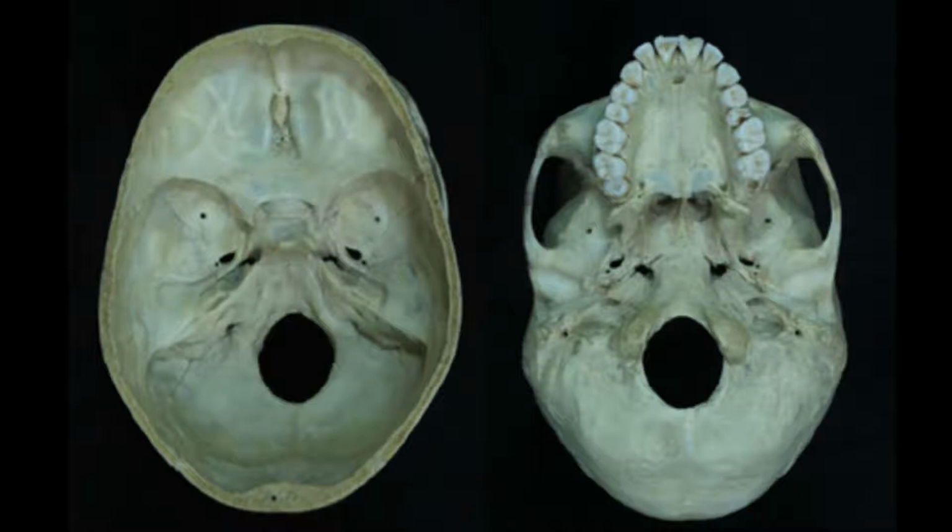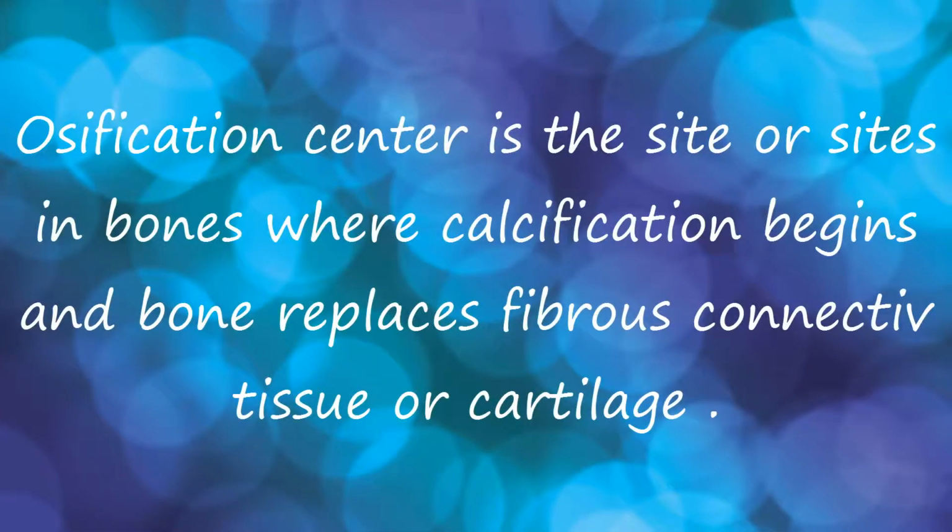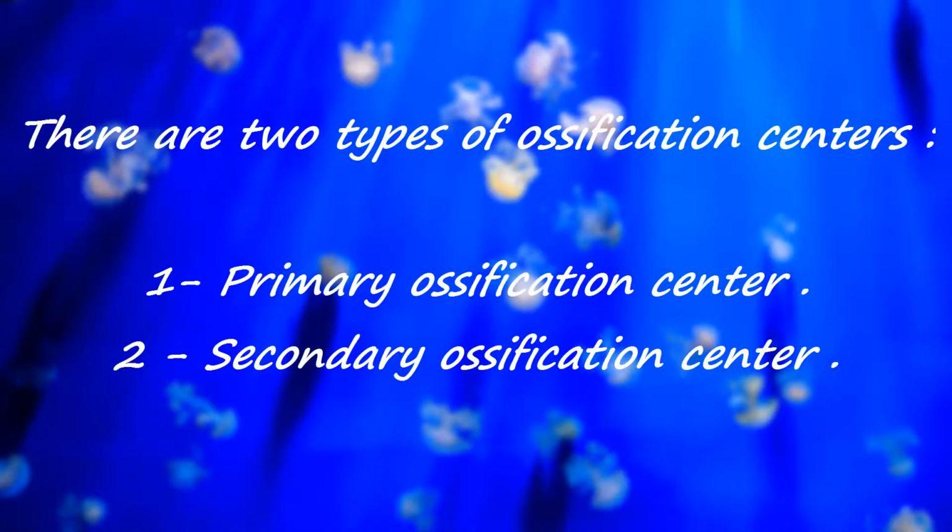Now, before we proceed, it is useful to get an idea about the ossification centers. Ossification center is the site or sites in bones where calcification begins and bone replaces fibrous connective tissue or cartilage. There are 2 types of ossification centers: primary ossification center and secondary ossification center.